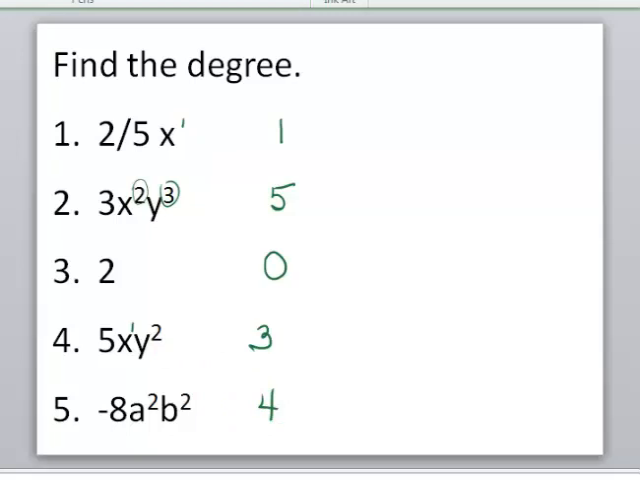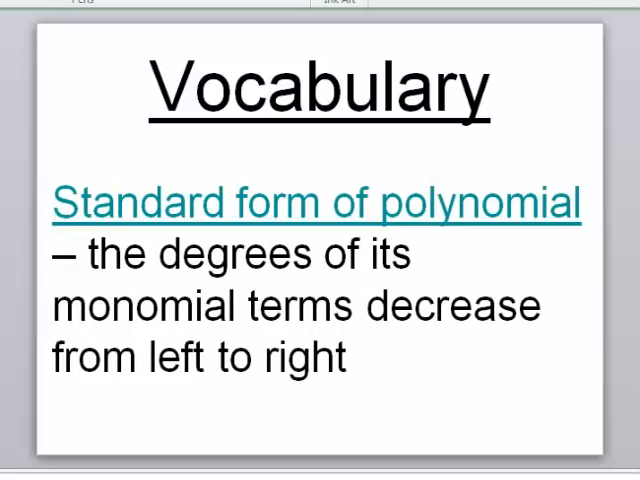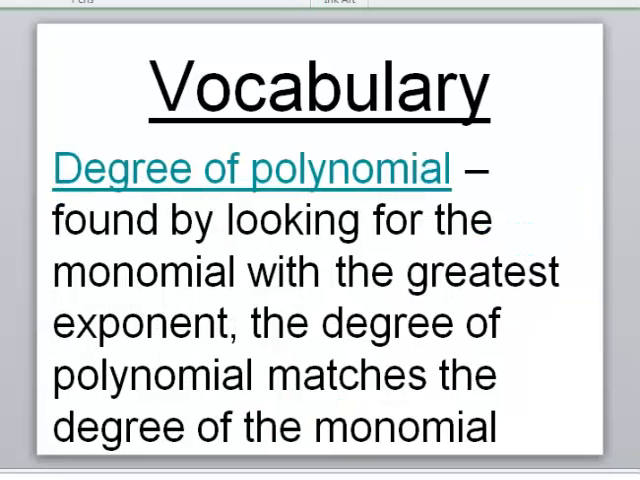Looking at the next vocab here, we have the word polynomial, and a polynomial is a monomial, or the sum or difference of 2 or more monomials. We can then talk about the standard form of a polynomial, and that's when the degrees of all the monomials decrease from left to right. So an example of that would be something like x cubed plus 2x squared plus x plus 5. So all of these single terms, all of these monomials, the degree is decreasing from left to right. The degree of the polynomial is found by looking for the monomial with the greatest exponent.